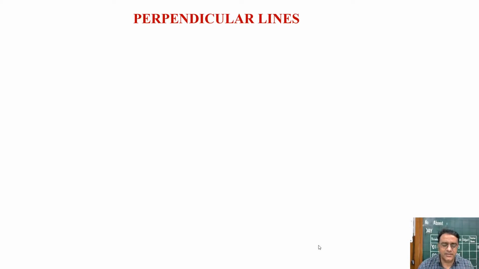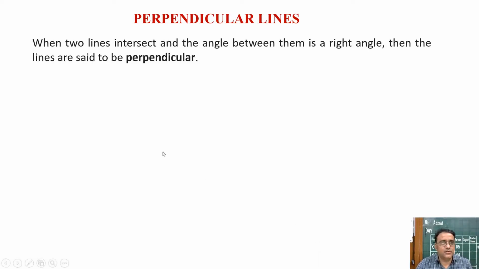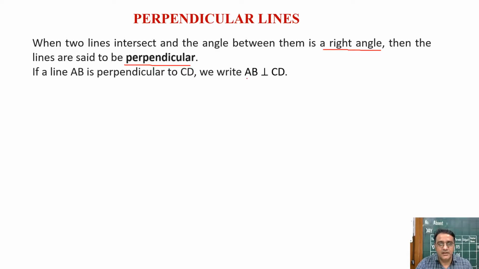Two lines are said to be perpendicular lines if they intersect and the angle between them is 90 degree, that is right angle. So when two lines intersect and the angle between them is a right angle, that is 90 degree, then the lines are said to be perpendicular. And if a line AB is perpendicular to CD, we write in this notation. This is the perpendicular sign. How do we read this one? AB is perpendicular to CD.